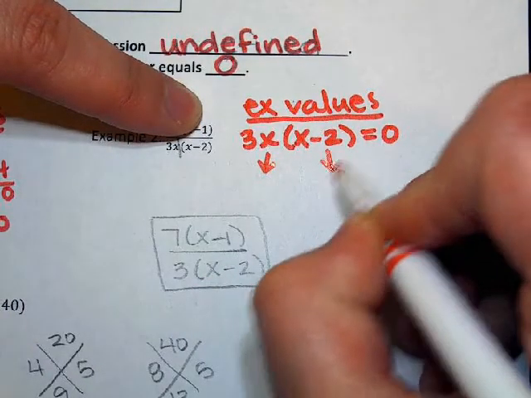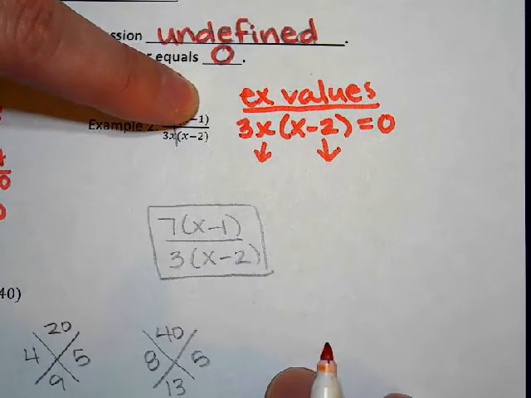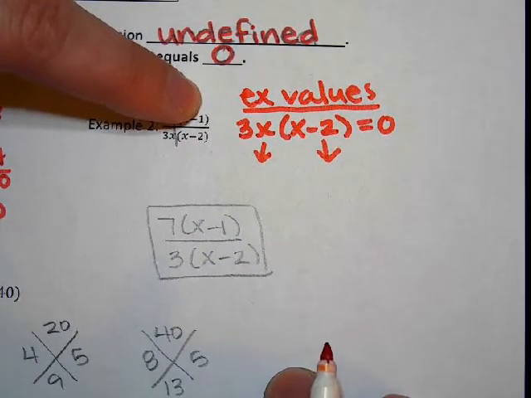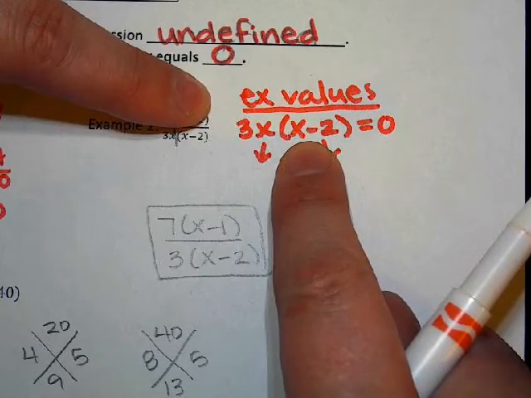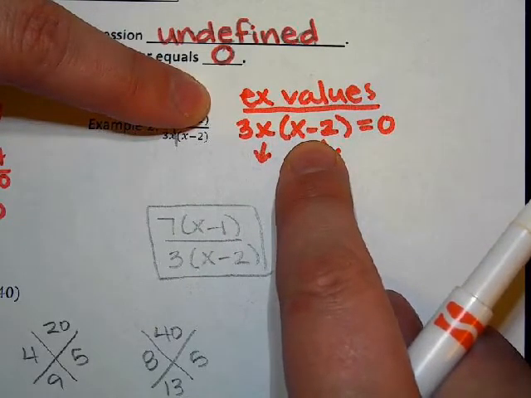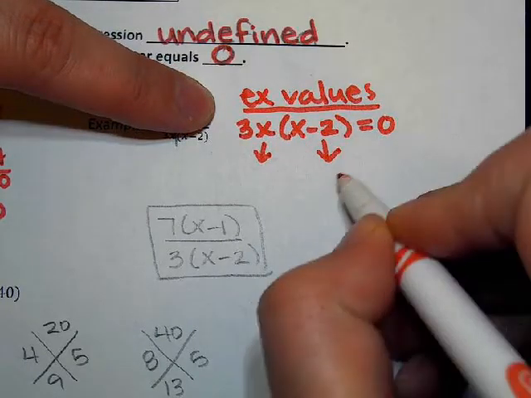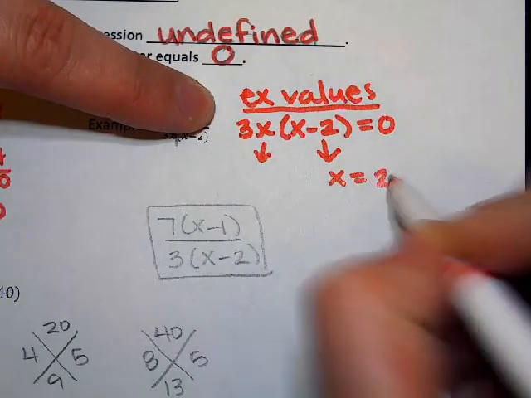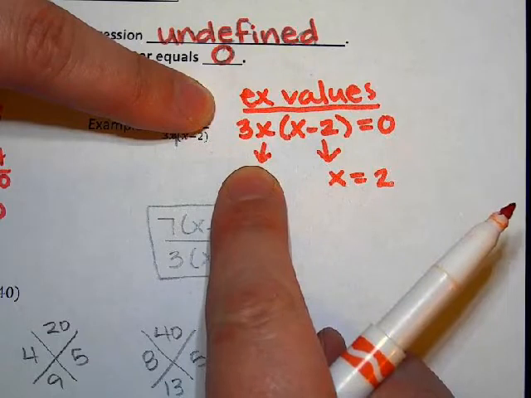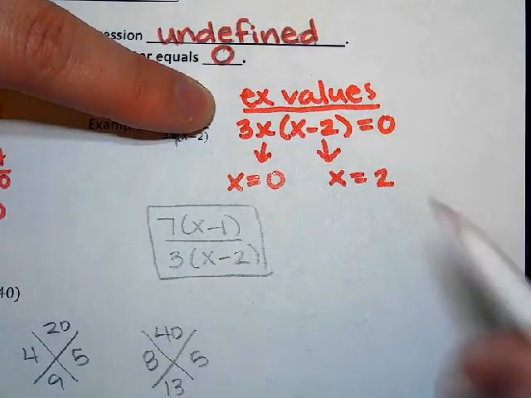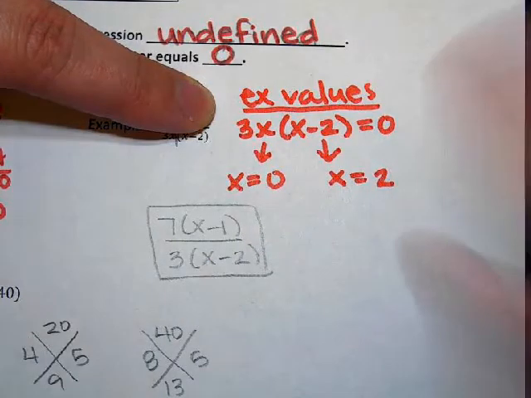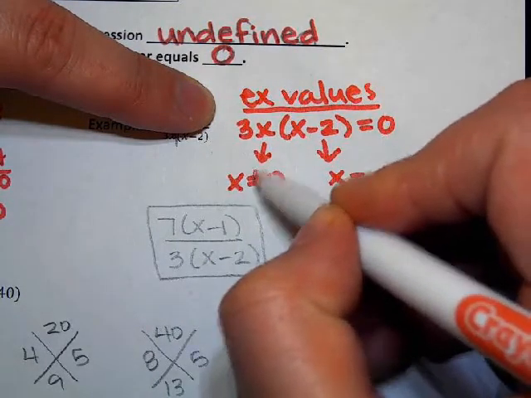So over here, this is going to remind you of factoring. So what's this excluded value? 2, x equals 2. And then what's this excluded value? 0. And now because these are 2 values that make the bottom equal 0, we just have to add it's excluded. X cannot equal 2, x cannot equal 0.